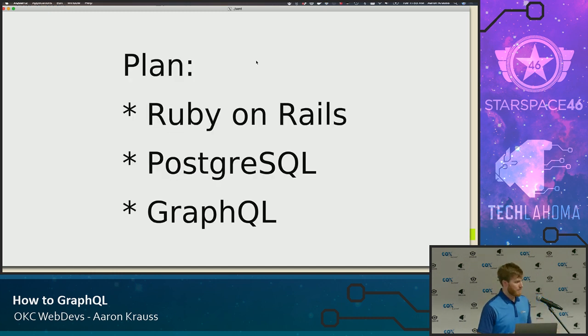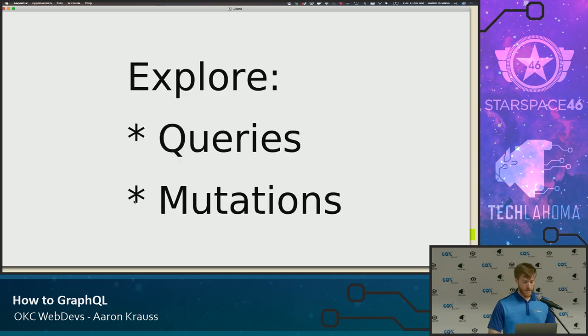So let's get to some of the code behind the stuff. Our plan is to build a Ruby on Rails application, and I'm not going to do any live coding. We've already got the stuff built, and we're going to go through the code. So we've got a Ruby on Rails application tied to a Postgres database, and we're going to use GraphQL with it. Relatively simple idea. We're going to explore queries and mutations. We're not going to touch subscriptions today, but these are the two big things that you will be able to do with GraphQL after today.